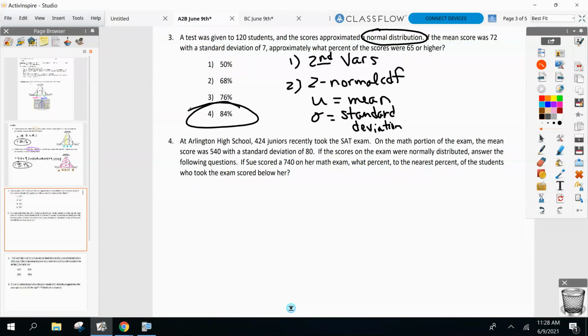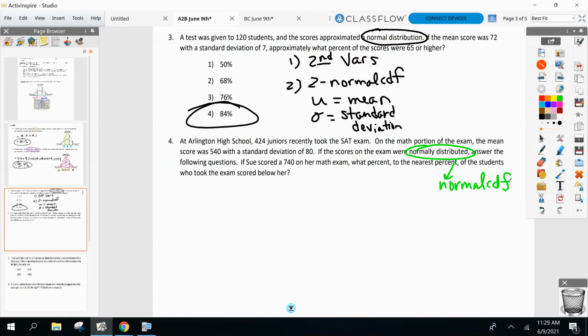Here's the good old SAT exam. I give you the mean was 540, standard deviation of 80. If the scores were, there it is again, normally distributed, that means I'm going to use normal CDF if I see that. Sue scored a 740. What percent of students scored below her? Below her. What percent of students scored below her?